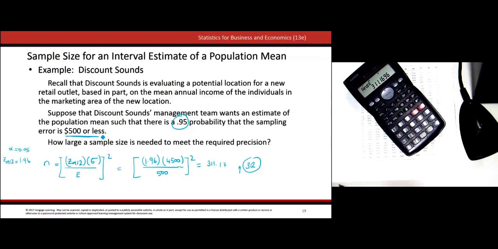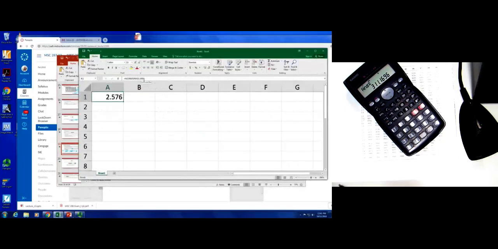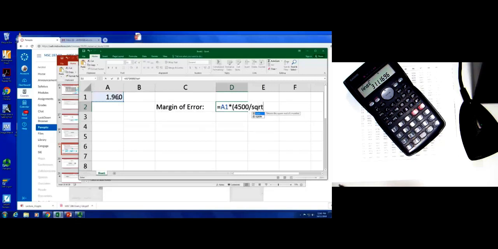Let's see this using Excel. This is z alpha over 2, so margin of error times sigma 4,500 over the square root of, say, 311. As you see now, the margin of error is slightly larger than 500.